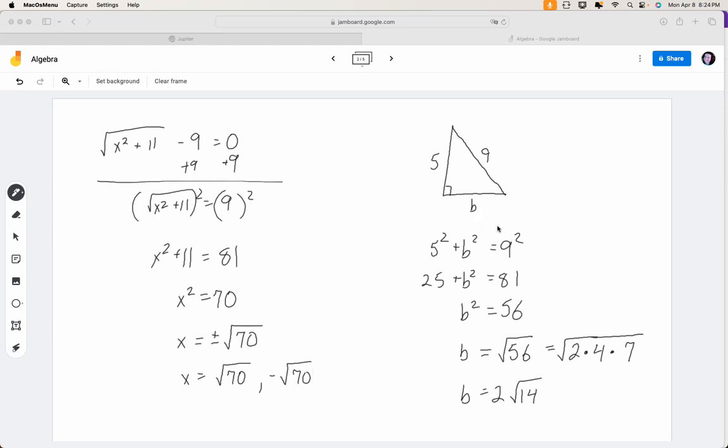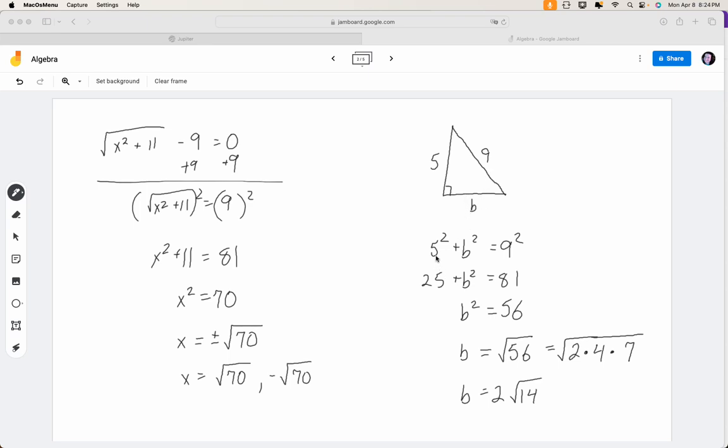All right, then we have this problem that says if one leg of a triangle is 5 inches and the hypotenuse is 9, what is the length of the second leg? So you just draw your triangle so you can visualize it. You've got 5 for one leg, 9 for the hypotenuse, and I just put b for the second leg.